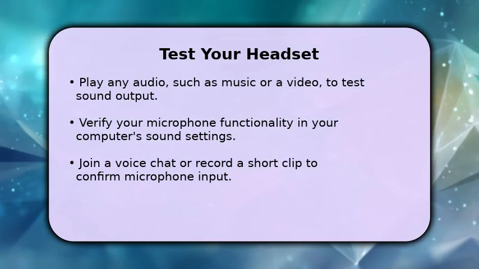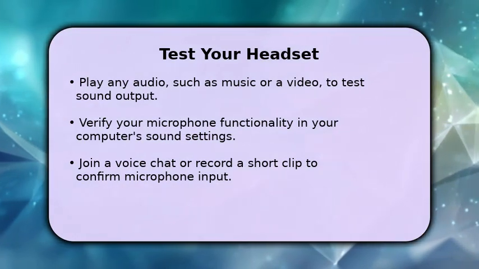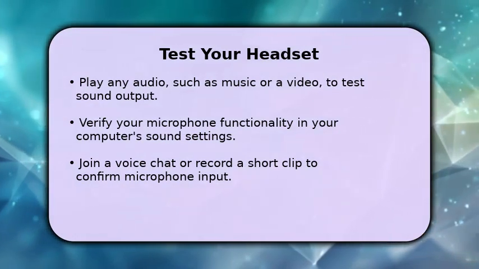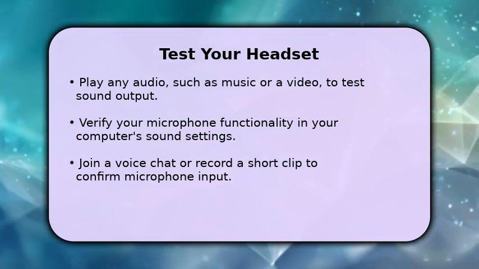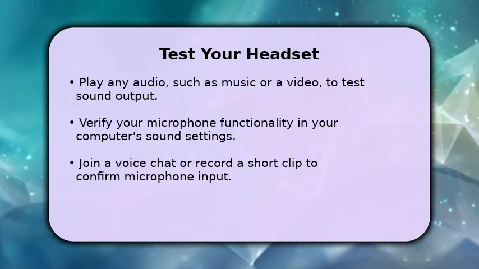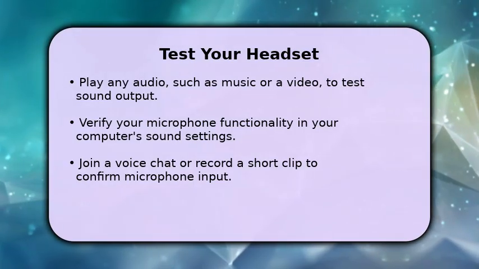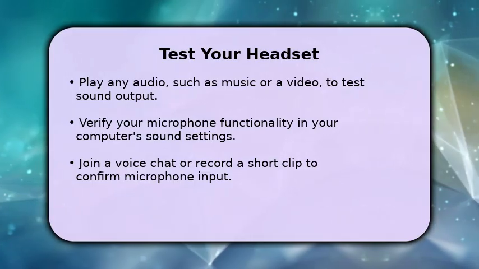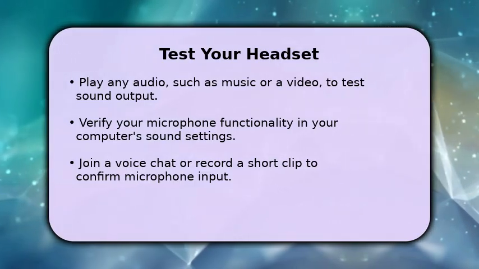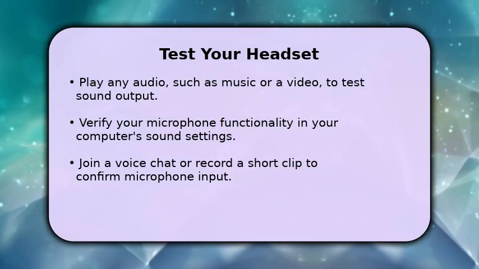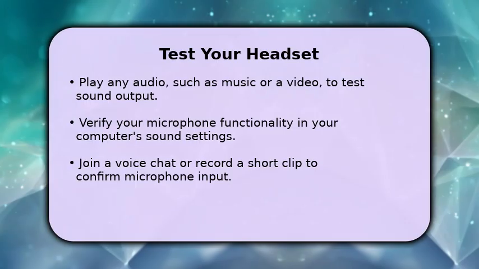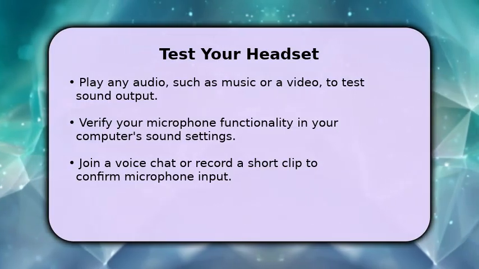Finally, it's essential to test your new headset to ensure everything is working perfectly. Start by playing some audio, like your favorite music or a video, to confirm sound output. Next, verify your microphone. You can do this through your computer's sound settings or by joining a voice chat with a friend. If you encounter any issues, first double-check your USB connection. Then, review your settings within Razer Synapse 3 to ensure everything is configured as desired.